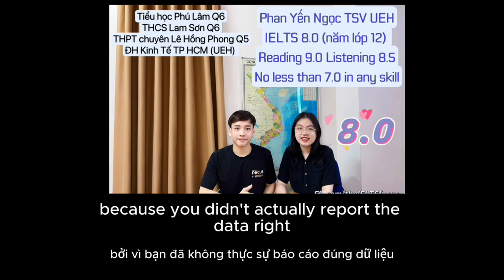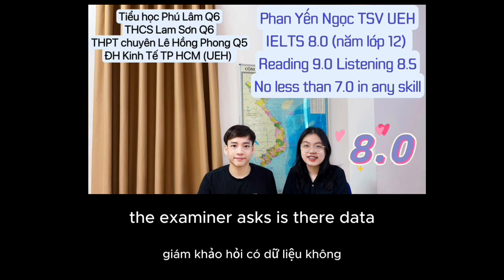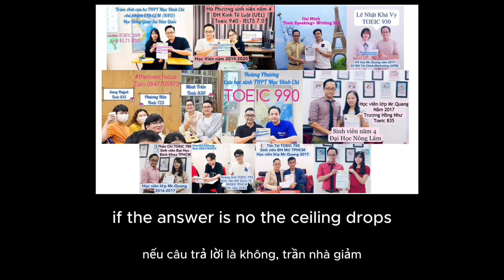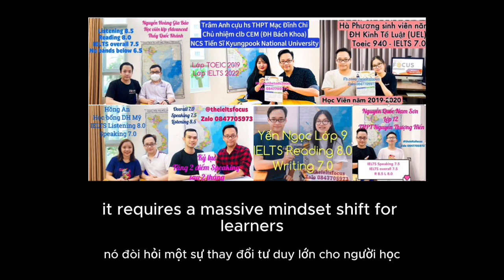Because you didn't actually report the data. Right. The examiner asks, is there data? If the answer is no, the ceiling drops. It requires a massive mindset shift for learners.